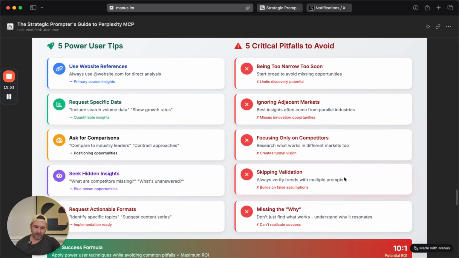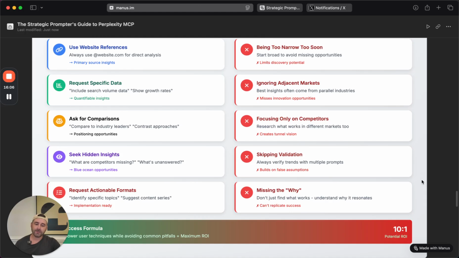That covers what I just said there. Skipping validation: always verify the trends and the information with multiple prompts. Oftentimes you can't really rely on the first thing the AI gives you. Again, this is a process, this is a conversation that you have to go through. Missing the why: don't just find what works, understand why it resonates.